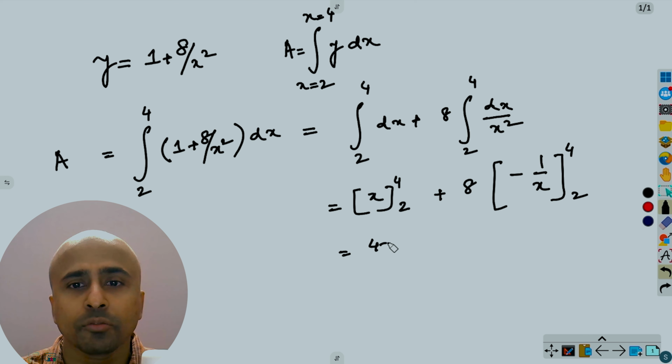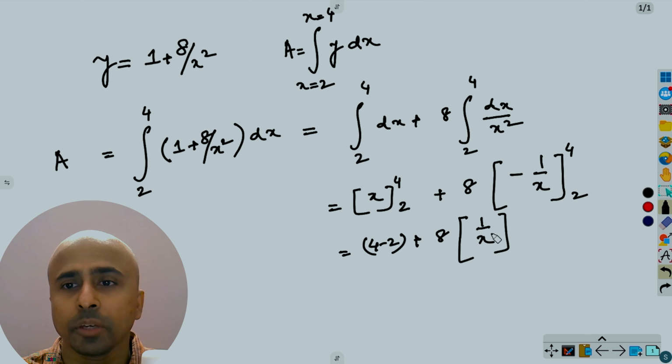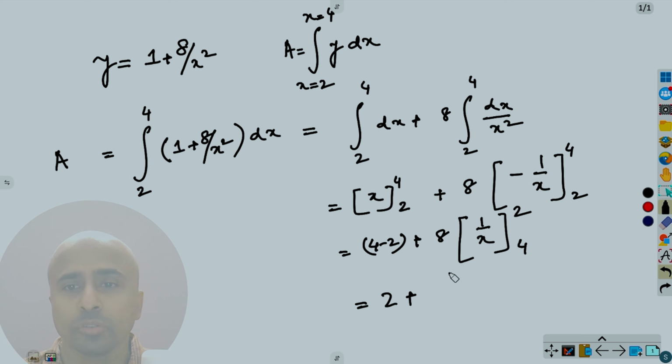This we can write 4 minus 2, and this, what we are going to do is, we simply change the symbol, and since we have changed the symbol, according to the formula, we also need to exchange the limit, right? So lower limit will now be the upper limit, and upper limit will now be the lower limit, okay, because we have changed the symbol.